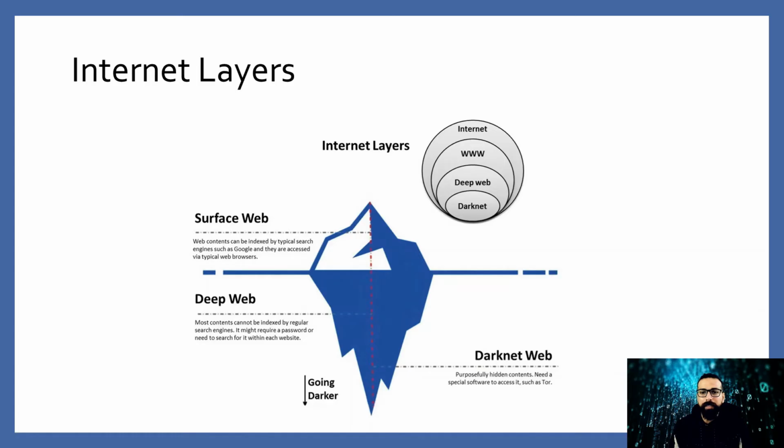So if we think of the internet as an ocean, it is divided into the surface web, the deep web, and the dark web, and obviously you are going darker. Surface web is what, being a standard normal internet user, we see on the internet. We use a regular standard browser, for example Google Chrome, Firefox, Safari, etc., to access the internet. So this is the surface web.